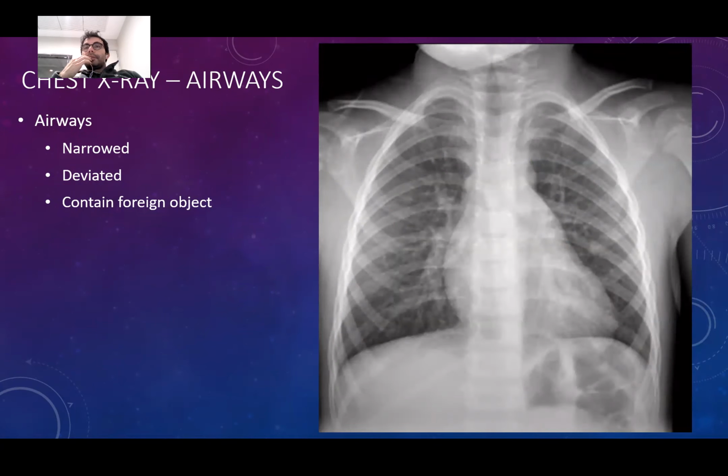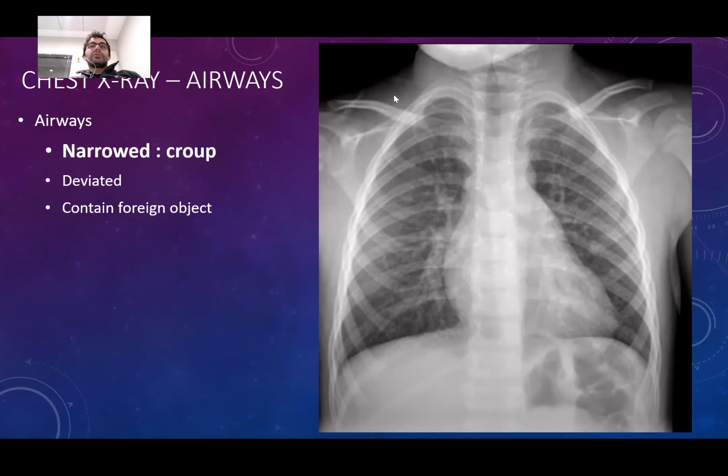So let's have a look at this one. This is a pediatric patient with rough coughing. Can you see anything? When we look at the airways here, on the top airways, there is some narrowing. This is a typical case for croup, which is very common in children. So you should be following the airways all the way.